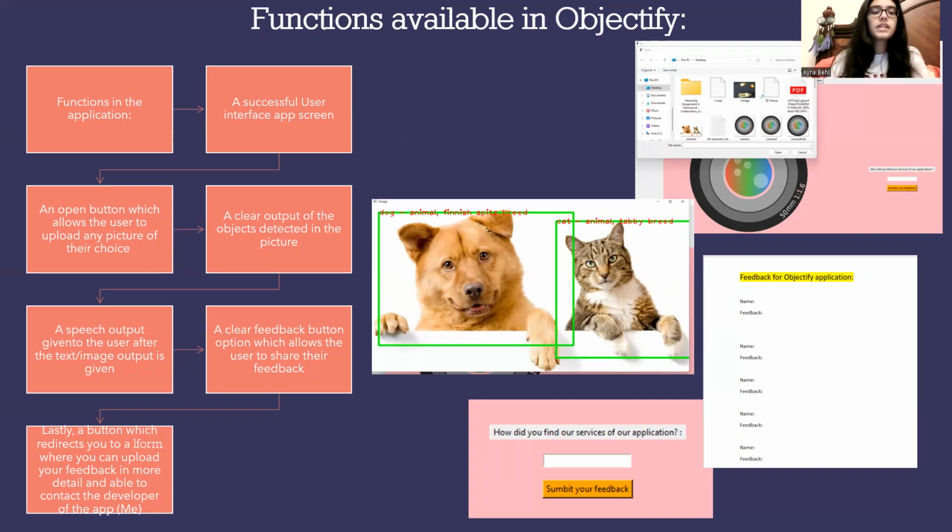A speech output is then given to the user after the text or image output is given. So after the text and the image output is given, right away the speech output is also given. There is a clear feedback button option which allows the user to share their feedback. This will allow the user to give their feedback back to me, and I will get to know some more about their opinion and how they felt about the application.